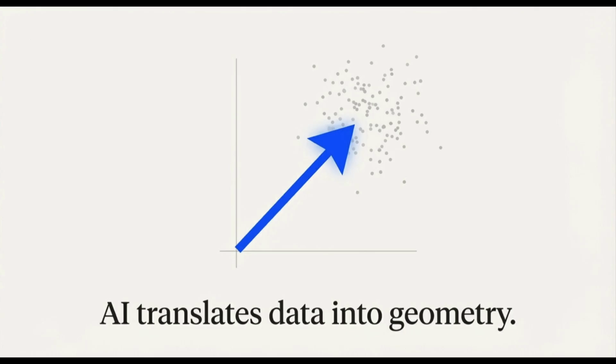AI doesn't think in words or concepts the way humans do. Instead, it translates data into geometry. Each data point becomes a position in space, each idea becomes a direction, and suddenly, learning becomes a geometric problem. Which things are close, which are far apart, and which point in similar directions. This geometric view is what makes vectors so powerful.